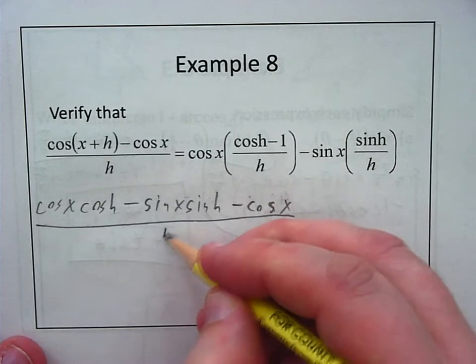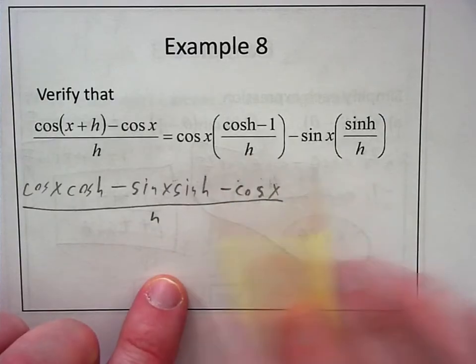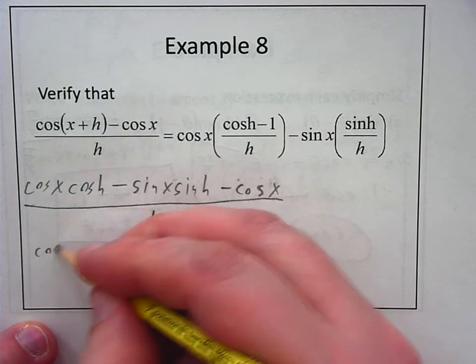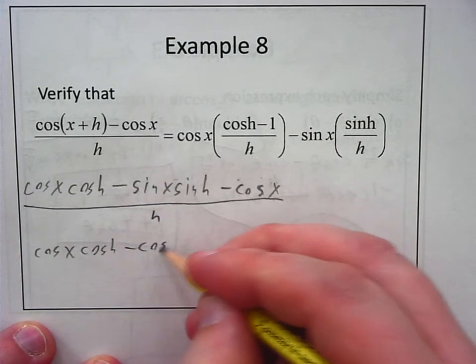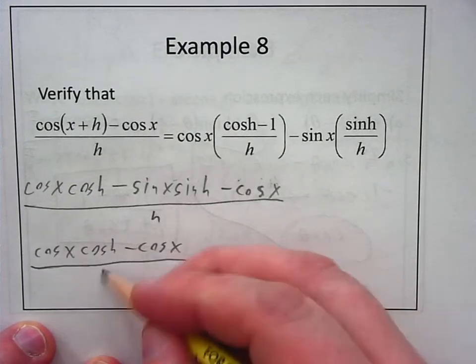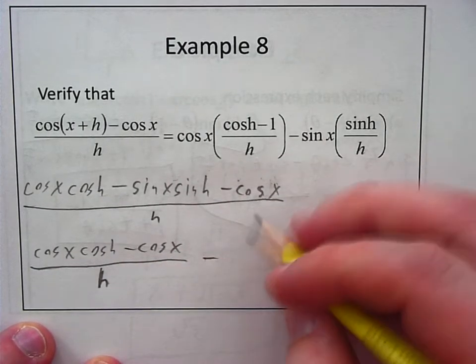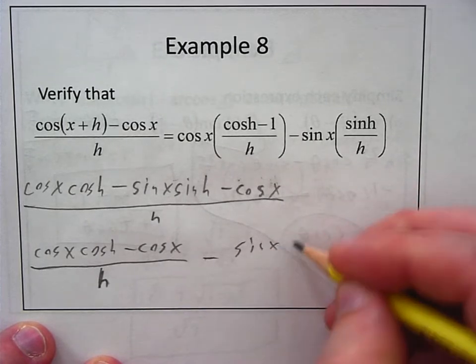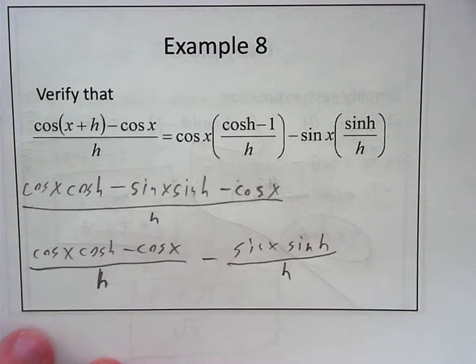Now, I want to think about how I can manipulate this to turn it into this thing. Well, first off, I see the sines and the cosines are separated. So first thing I'm going to do is split those out. So I have cosine of x times cosine of h. I'm going to move the minus cosine x over here, put all that over h, and then I'm going to move the minus sine x times sine of h over h out to the right.